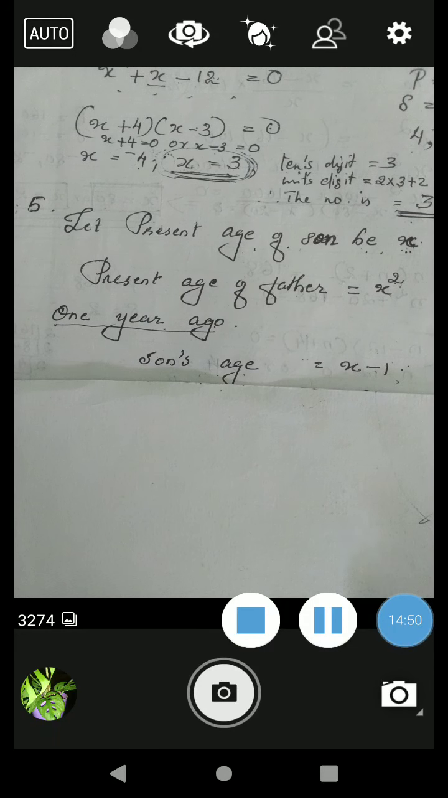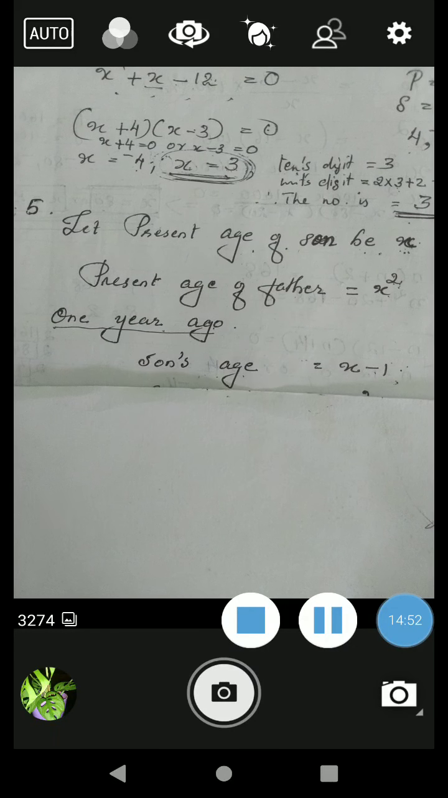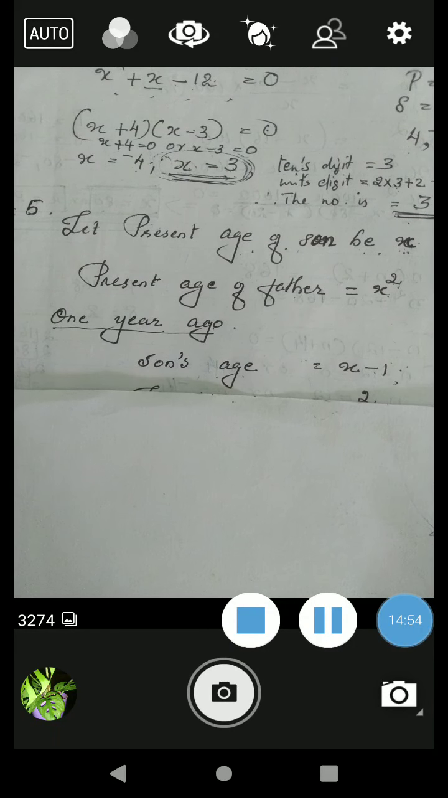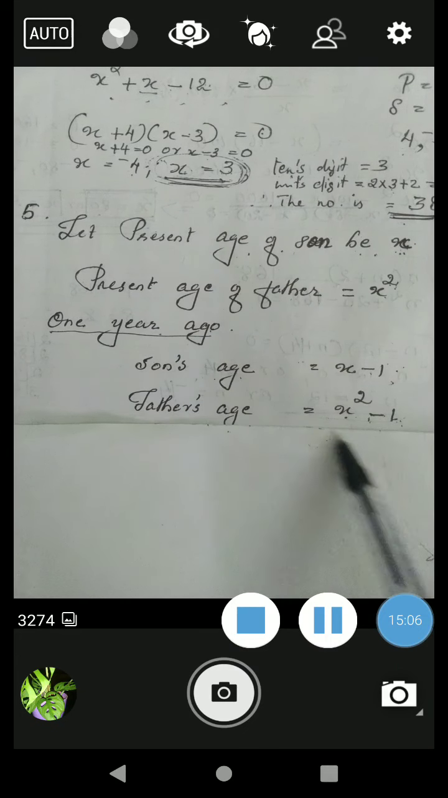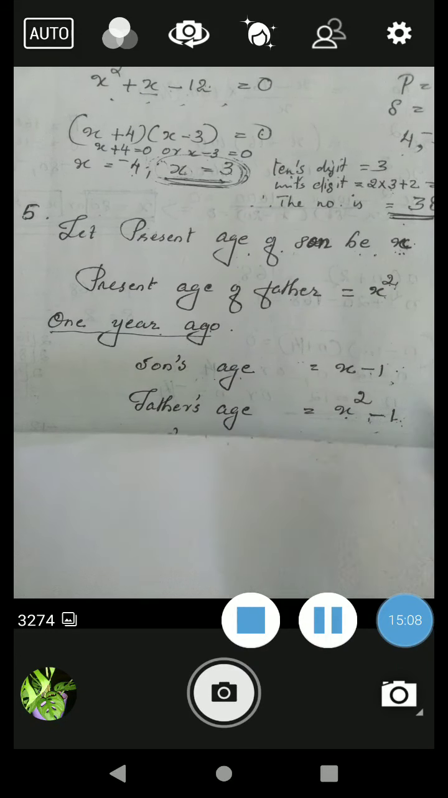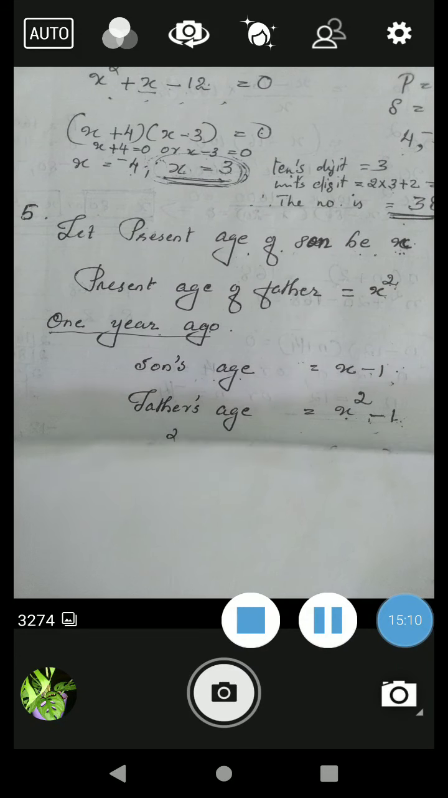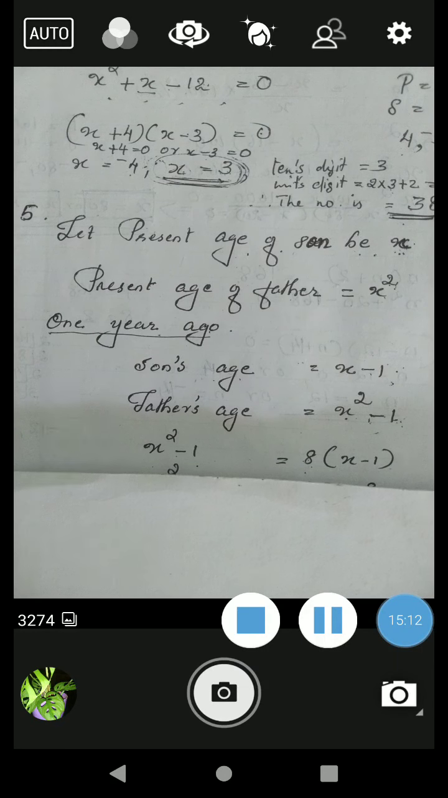Then what was father's age? That is also x square minus 1, right? Then what is the relation between these two? That statement is given in that question. A man was 8 times as old as his son. So you can make an equation: x square minus 1 equal to 8 into x minus 1.